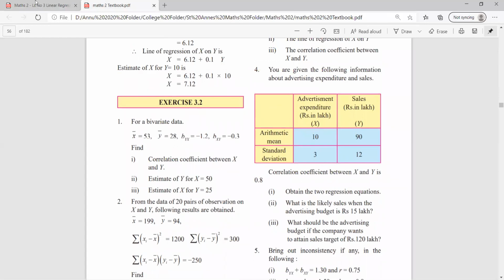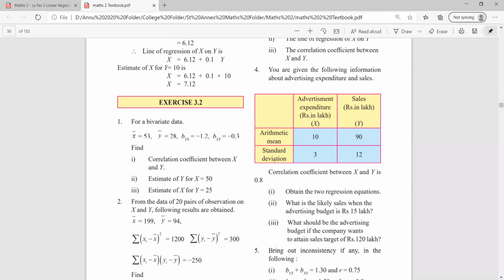Alright. Now coming forward to sum number 4. Observe the question carefully, class. You are given the following information about advertising expenditure and sale. As you can see, advertisement is represented as X, in lakhs. Sales is also represented in lakhs by the letter Y. Arithmetic mean. What do you mean by arithmetic mean? X bar and Y bar. Standard deviation.